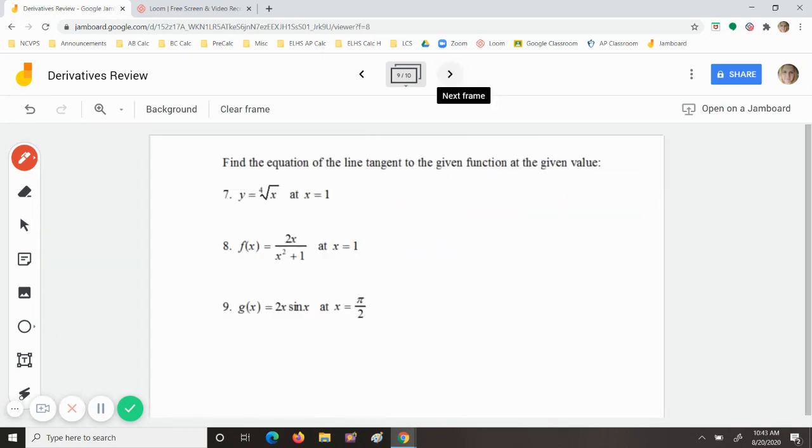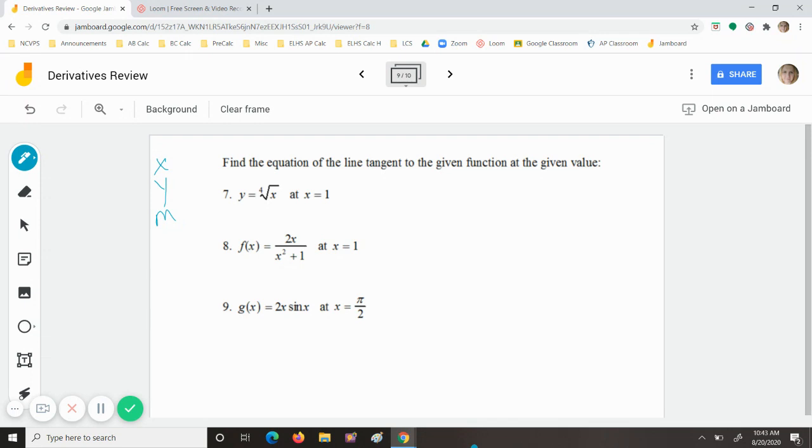Okay, now let's take a look at actually using these for something. Number 7, we're going to find the equation of the line tangent to the fourth root of x at x equals 1. So let's think about when we have a tangent line, we need the x-coordinate, the y-coordinate, and the slope. For all of these, they've already given us the x-coordinate, so that's taken care of. We still need the y-coordinate and we need the slope. The y-coordinate's easy to find. We just plug the x into the original function and get the y-coordinate. The slope is a little bit harder because we have to take the derivative and then plug in the x value.